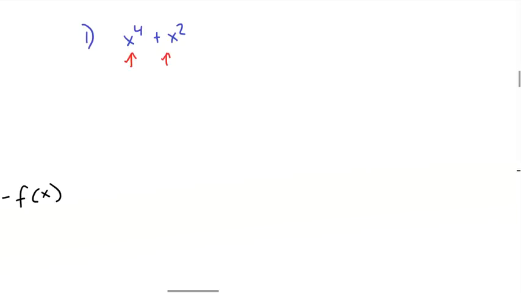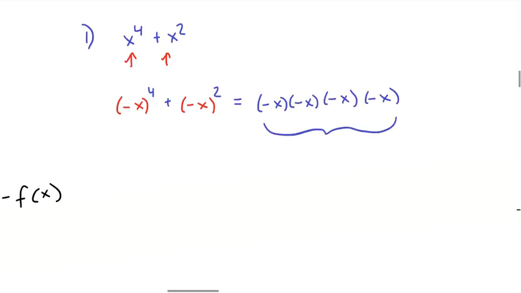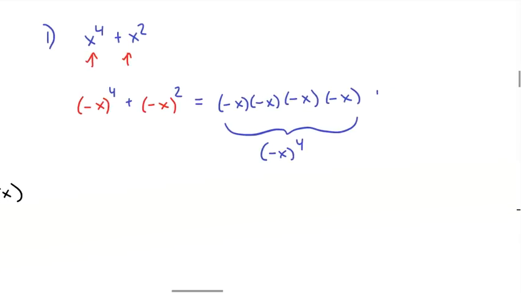So we're going to write this as negative x to the fourth plus negative x squared. Simplifying this, we're going to get negative x times negative x times negative x times negative x. This is all negative x to the fourth. And we're going to add that to negative x times negative x, and this is negative x squared.